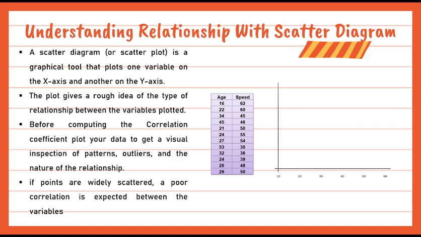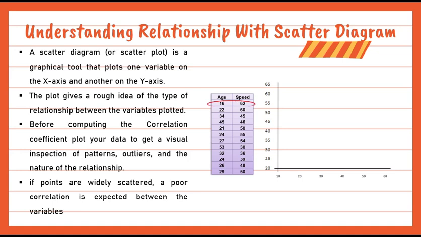And then we go with the y-axis. Here we take the speed of the individual. I think the minimum speed you will find here is 30 kilometers per hour, so I have started from 20, and the maximum speed is 62, so I have gone up to 65. So I have buffering along the y-axis also, a little less than the lowest value and a little more than the highest value. Once we have this, we start plotting the points.